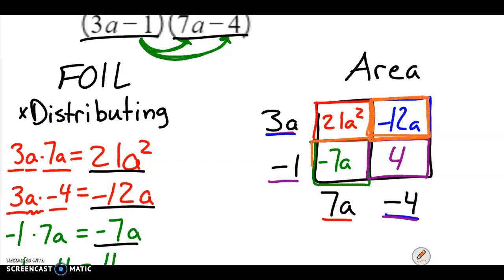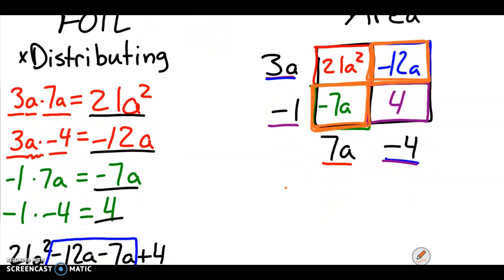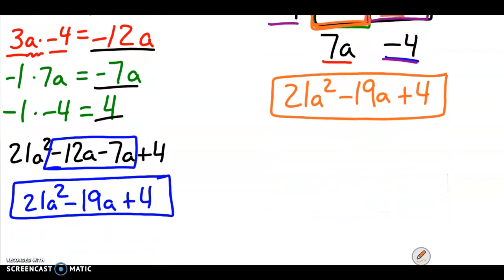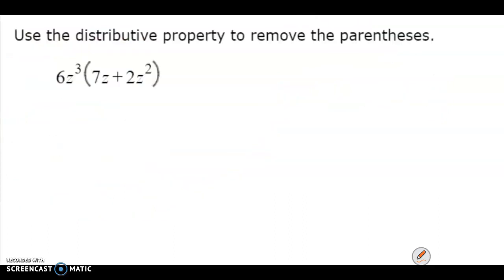So negative 12a and negative 7a, which is the same situation we saw when we FOILed, and you're going to end up with 21a squared. These two combined are going to be negative 19a, and then we've got that positive 4 in the bottom right-hand corner, and you see that we end up with the same thing. Okay? So there's two ways that you can multiply those binomials.